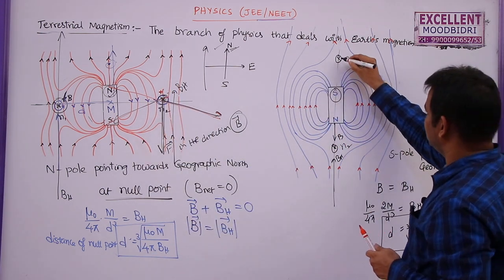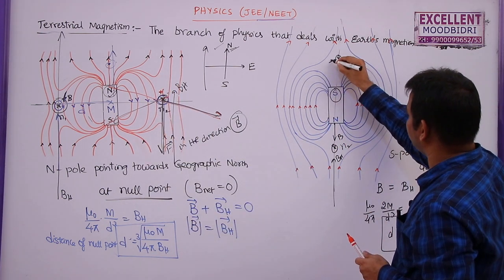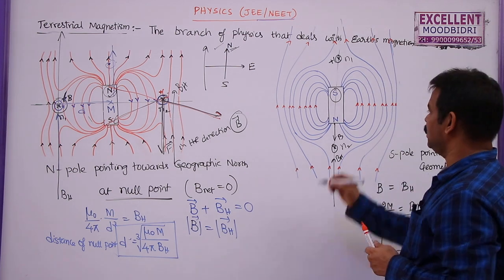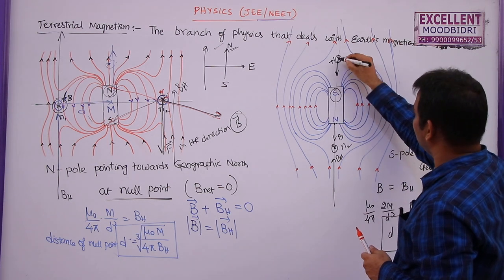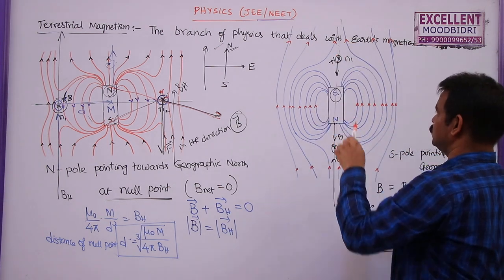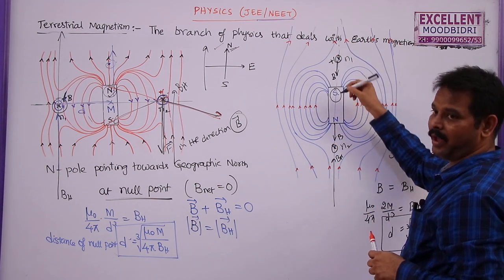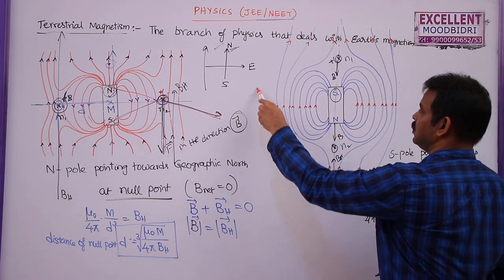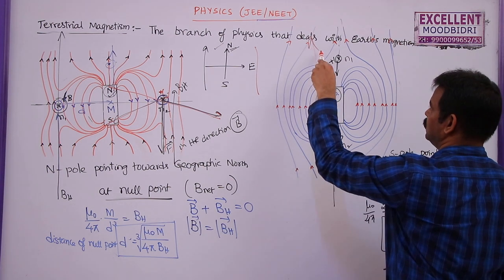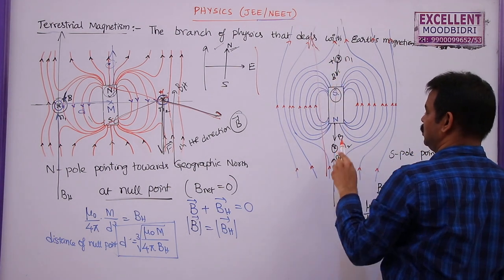Similarly, here, this is the null point. Let us say a unit positive pole is placed here. These two attract, and these two repel, but the attractive force is more. So this is the direction of the magnetic field induction at this point, and BH always starts from south to north in the upward direction. So these two are equal and opposite at these two points.